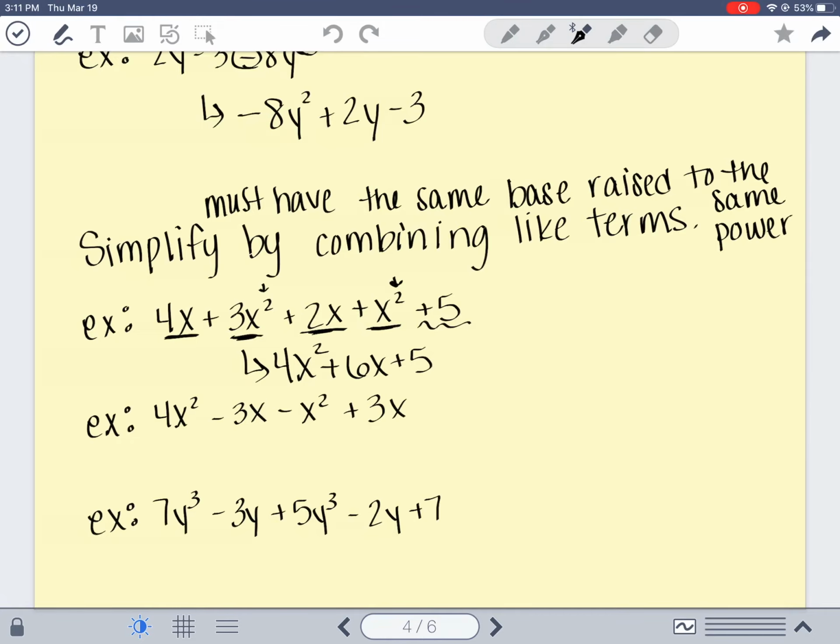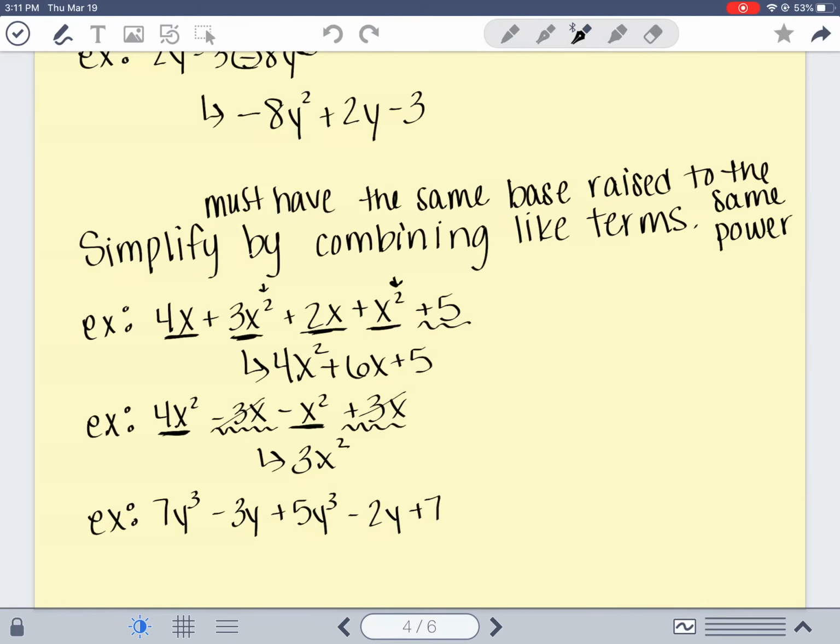All right, our next one, again, our squares are our biggest ones. So we've got 4x squared minus an x squared. So I've got 4 minus 1, so I get 3x squared. I've got negative 3x plus 3x. These two end up canceling out. So I'm left with just 3x squared.